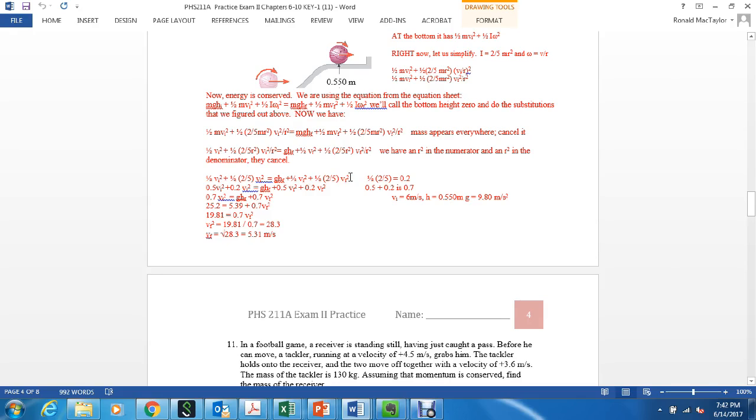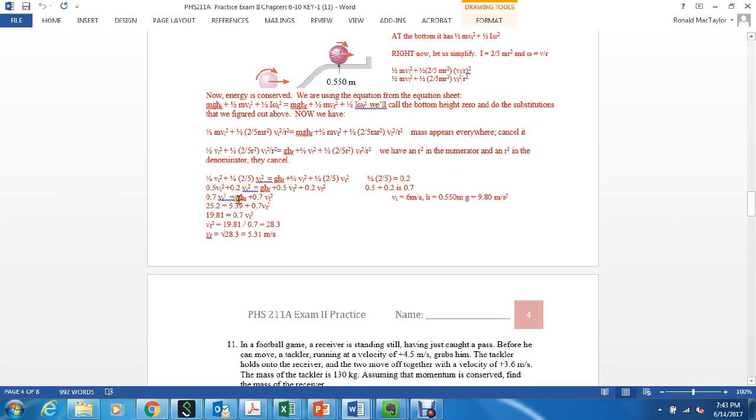So we have the version of what the combined linear and rotational kinetic energy was at the bottom. Then some of that turns into gravitational potential energy, while the rest remains linear and rotational kinetic energy. We plug in numbers. We have everything except for v.